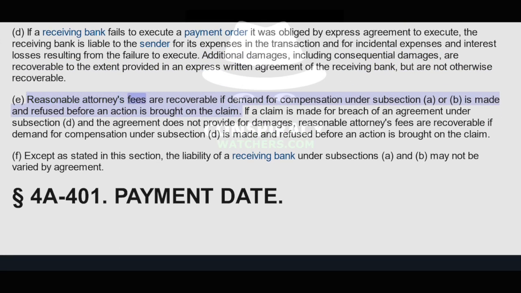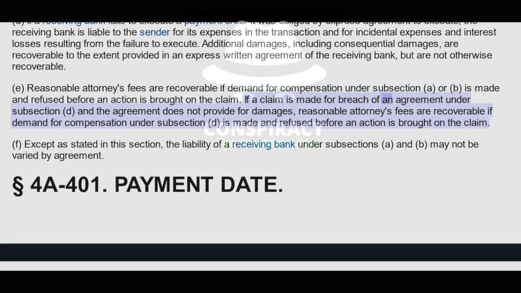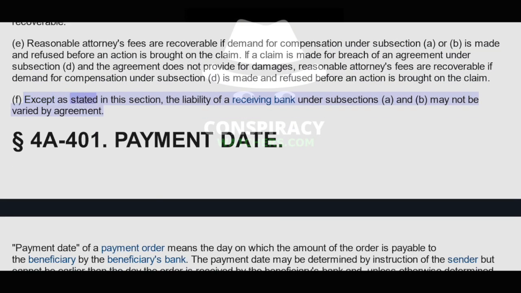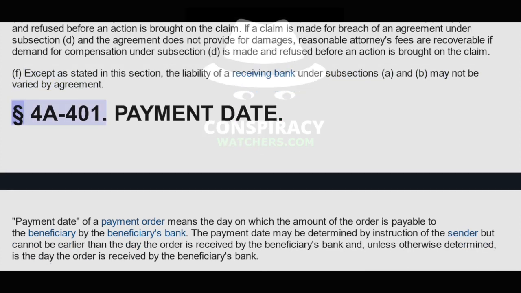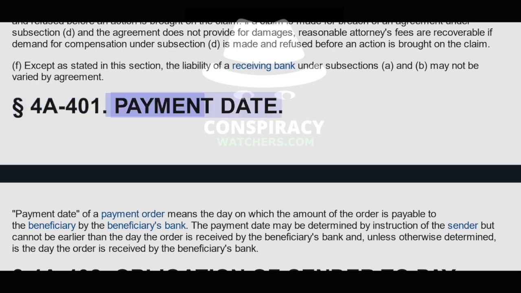Reasonable attorney's fees are recoverable if demand for compensation under subsection or is made and refused before an action is brought on the claim. If a claim is made for breach of an agreement under subsection and the agreement does not provide for damages, reasonable attorney's fees are recoverable if demand for compensation under subsection is made and refused before an action is brought on the claim. Except as stated in this section, the liability of a receiving bank under subsections and may not be varied by agreement. Section 4A401. Payment date.